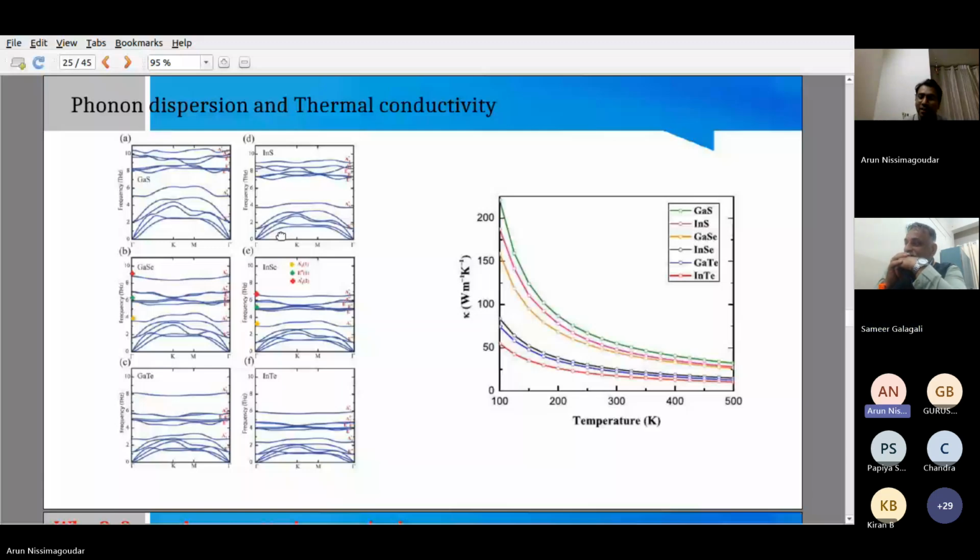That's what these Boltzmann transport equation codes are. People are calling it by a different name. My previous guide, my postdoc guide, has developed it. It's called ShengBTE because he's Chinese. He named it Sheng. Sheng means sound, and BTE again means Boltzmann transport equation. So it uses the DFT inputs.